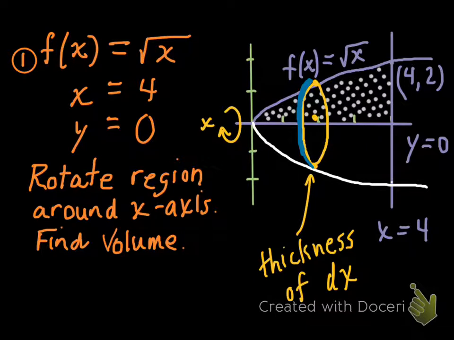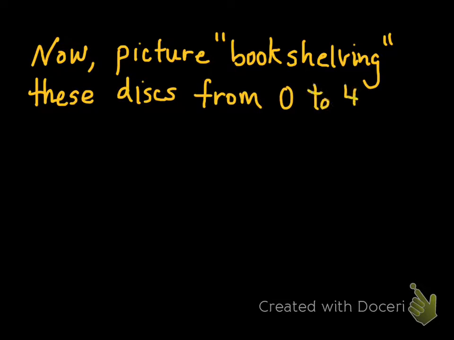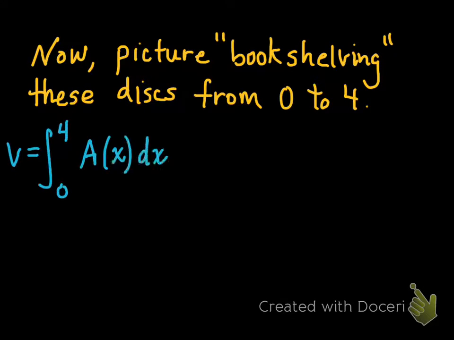I know how to find the area of a circle, by the way. It's just pi r squared. I'm going to sum up all those circles from 0 to 4 and figure out what I get for an integral answer. So this is R with your drawn circle. And now you need to picture bookshelving these disks from x equals 0 to x equals 4. I know the volume then is going to be taking the integral from 0 to 4 of all those circles and adding them up.